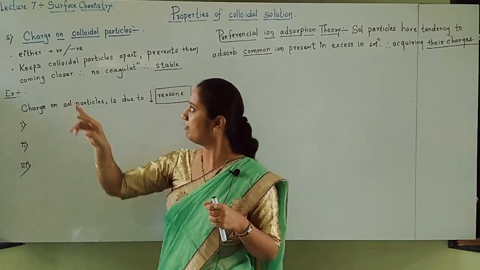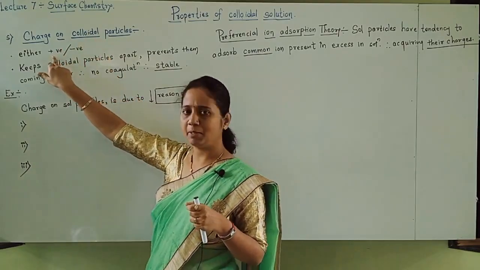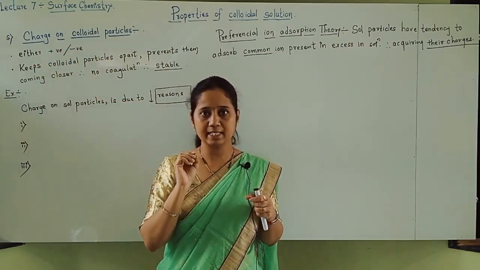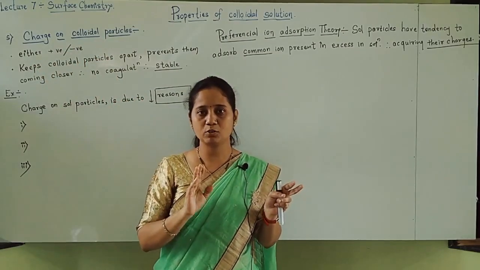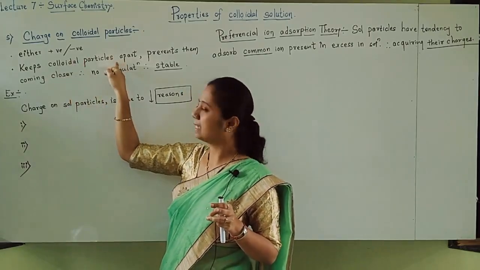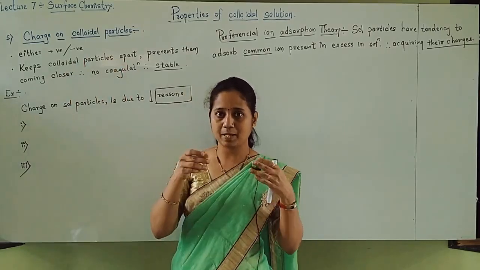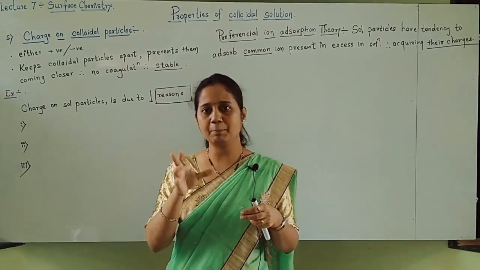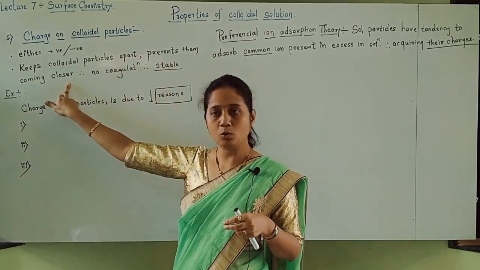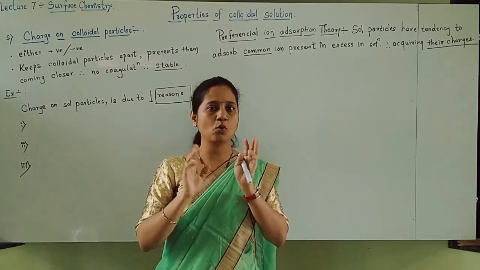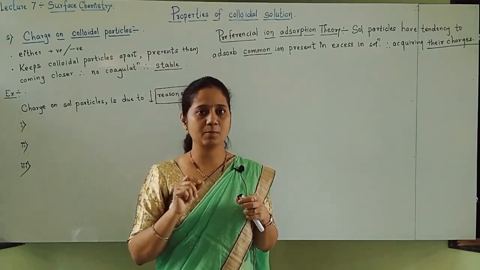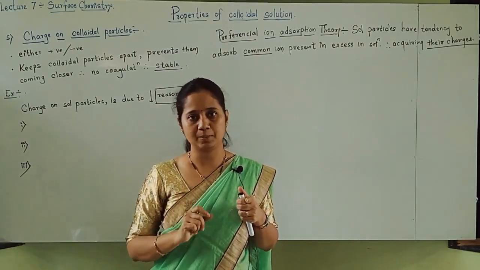Understood? So here I have written that the charge on a colloidal particle will be either positive or negative. All particles always carry the same charge. All will be positively charged or all will be negatively charged. The same charge repels, so it keeps the particles apart from each other, prevents them from coming closer, and that's why no coagulation takes place. And like this, charge on the particles is responsible for the stability of colloidal solution.